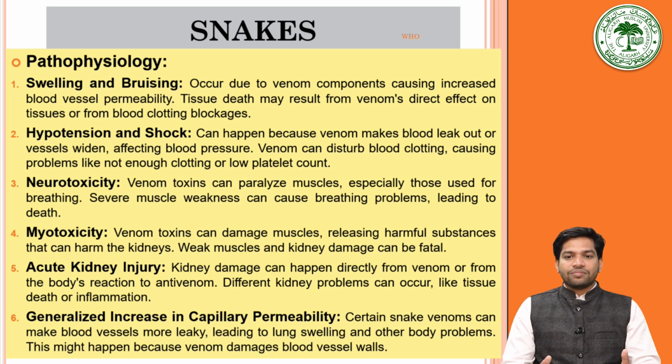Myotoxicity is caused by the venoms damaging muscles that can release harmful substances, leading to kidney damage and weakness. Acute kidney injury can occur directly from the venom or as a reaction to the antivenom, causing various kidney problems. Some snake venoms can increase blood vessel leakage, leading to systemic issues like lung swelling, possibly due to blood vessel wall damage by the venoms. In this way, the snake venom acts on the body and produces the different signs and symptoms.